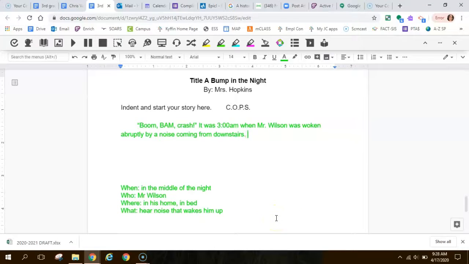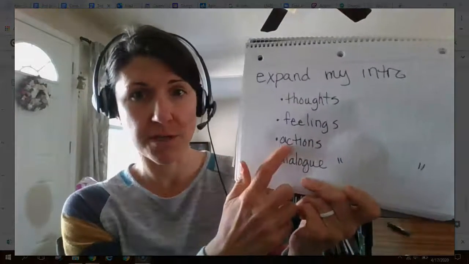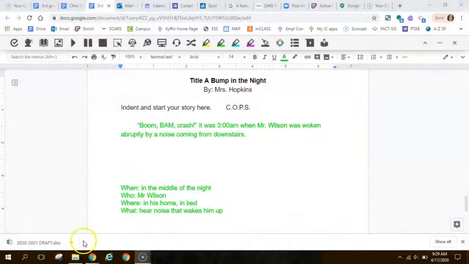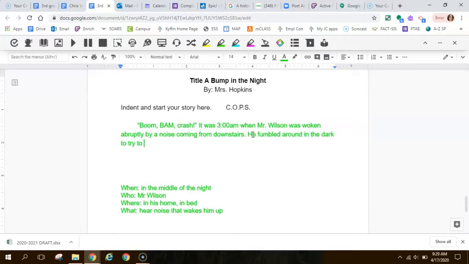So the next sentence, I'm going to just expand with some actions. So remember your checklist, and you can write these 4 things down to make sure that you've got them. I'm going to start with an action. I'm thinking about if I were to be woken up in the middle of the night, what's the first thing that I would do? And we're going to apply that to Mr. Wilson. So he fumbled around in the dark to try to find the switch on his lamp.